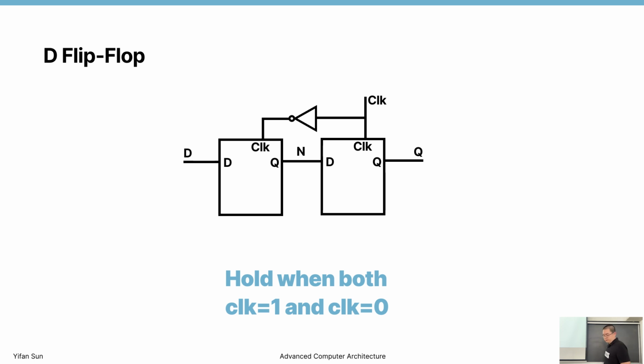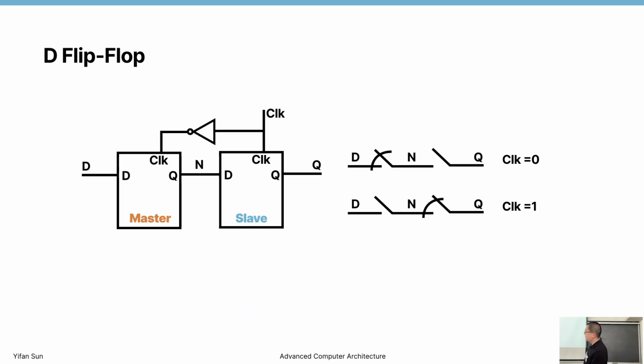So then you can consider these as switches. When the clock is 0, the first part is connected. The master latch works in the transparent style. So when the clock equals 0, the signal D can flow to N.